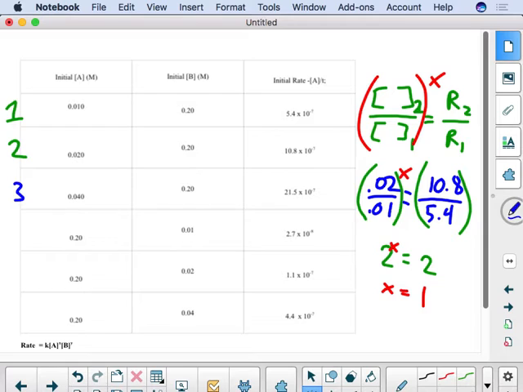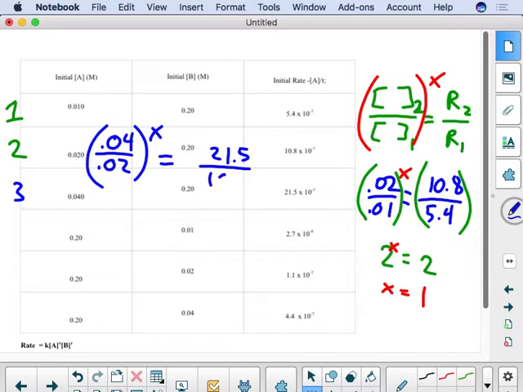So we can then say, in this case, once again, it's 0.04 over 0.02 to the x power equals 21.5 divided by 10.8. What's 21.5 divided by 10.8? Around 2. Like 1.9 or something like that. Yeah, 1.9 equals 0.04 divided by this, which is 2 to the x. 2 to what power equals basically 1.9? You guessed it, 1. So now we've got two pieces of evidence that make us feel like x is probably 1.